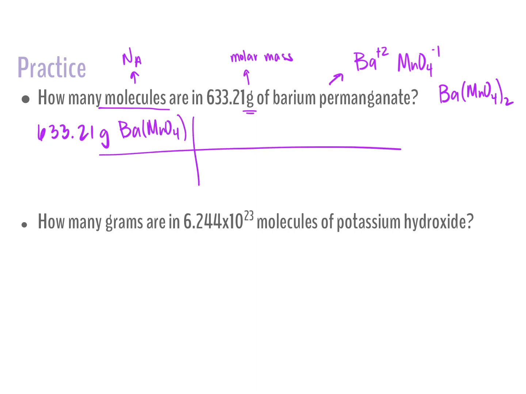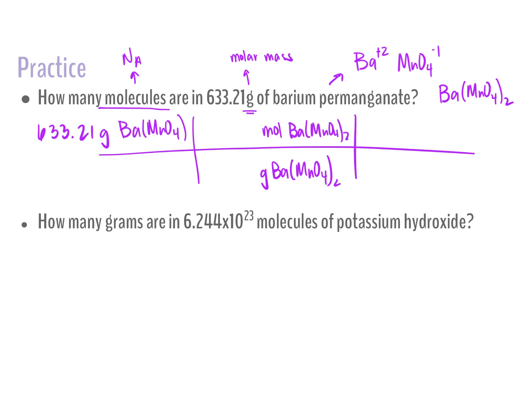Let alone the fact that eventually in this chapter, we're going to convert between multiple substances. So we have to make sure that we're staying organized. So grams of barium permanganate goes on the bottom. What can I go to? Can I go directly to molecules? Yes or no? No. I cannot. I have to go to moles.